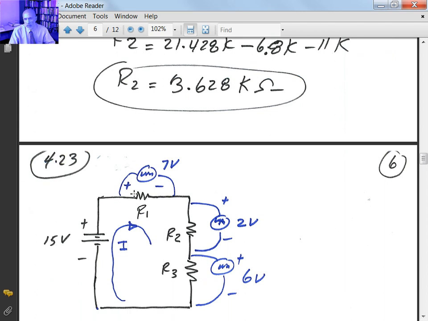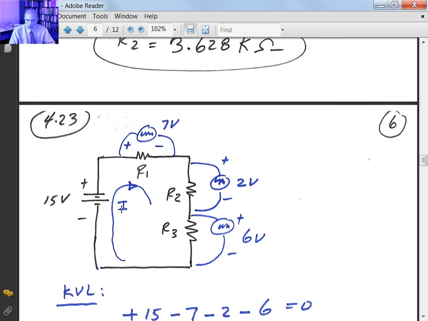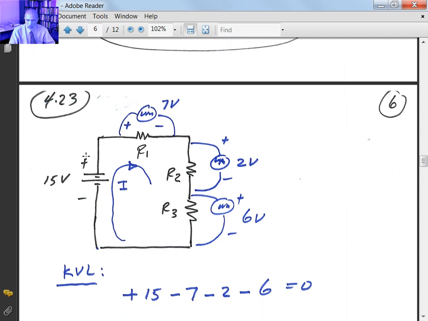So you got 3 resistors. You put a voltmeter across each one of them. The first one reads 7 volts. This one reads with that polarity plus or minus 2 volts, and this one reads plus or minus 6. And it's hooked up to the 15 volt source. So if we go around the loop in the clockwise direction, you start from this corner, minus to plus, that's plus 15, plus minus is minus 7, plus minus is minus 2, plus minus is minus 6.